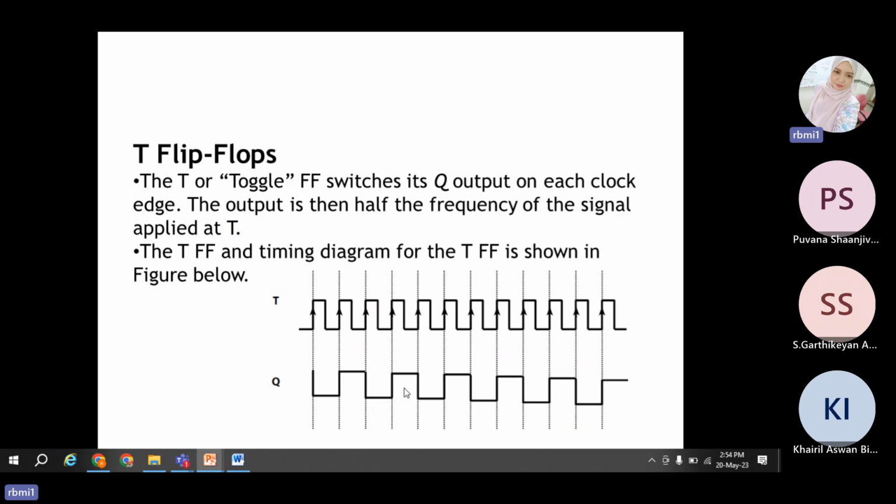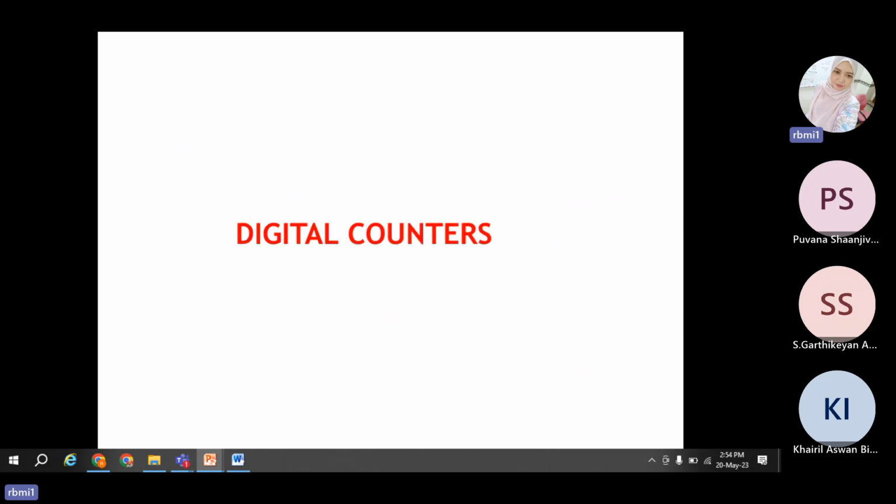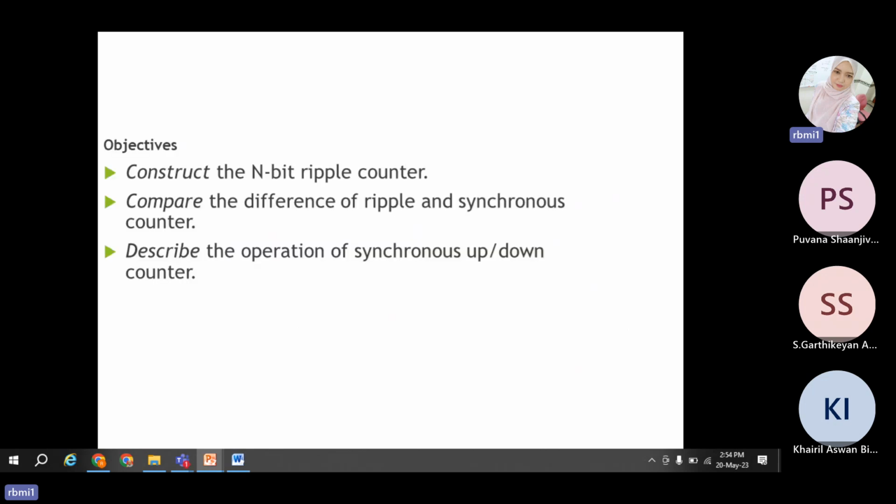The T flip-flop is commonly used in digital circuits for frequency division, waveform generation, and state machine design. We can cascade more than one T flip-flop together to form a larger counter, allowing for more complex timing and sequencing operations. That is the types of flip-flops that we normally use in digital circuit design. Next we go to the digital counters.